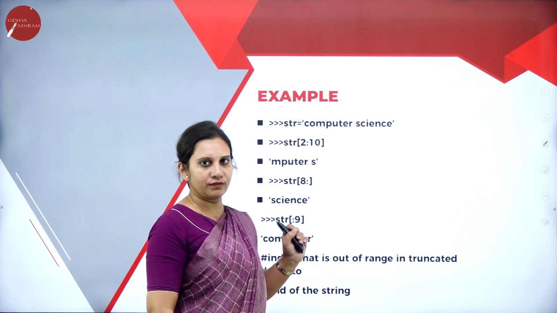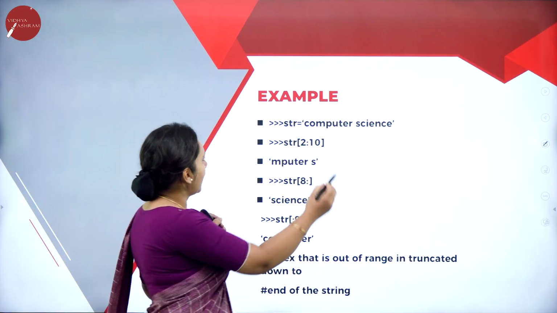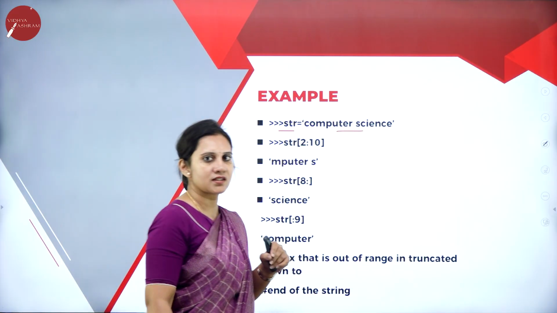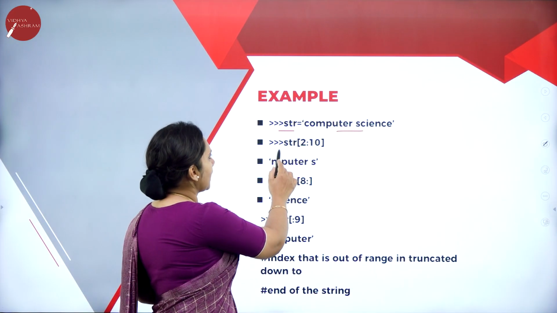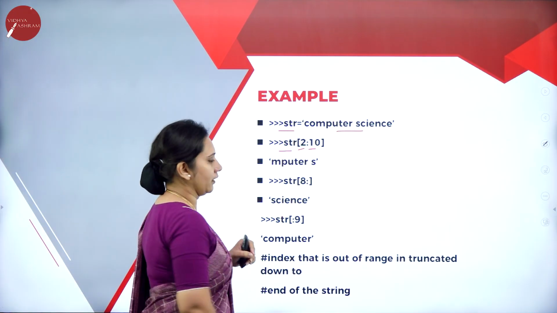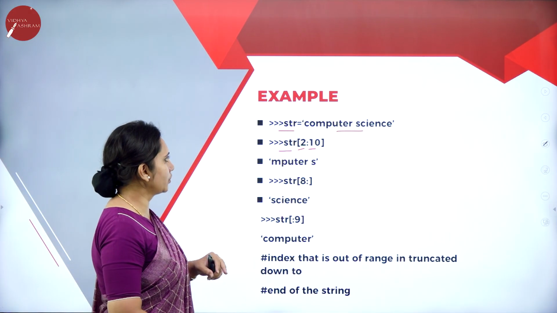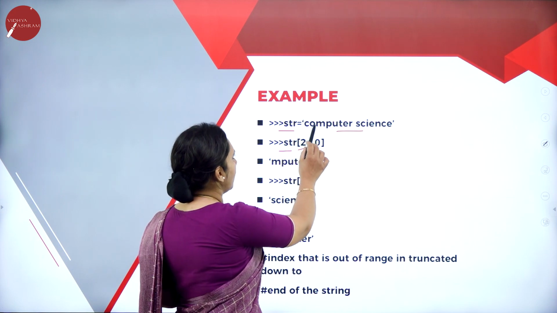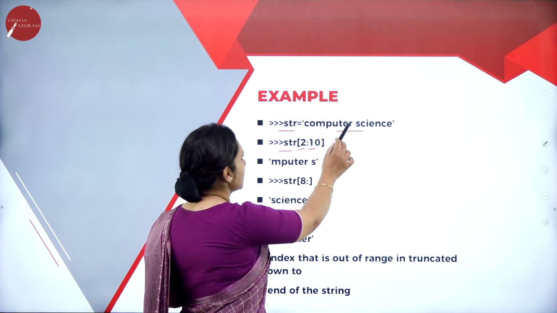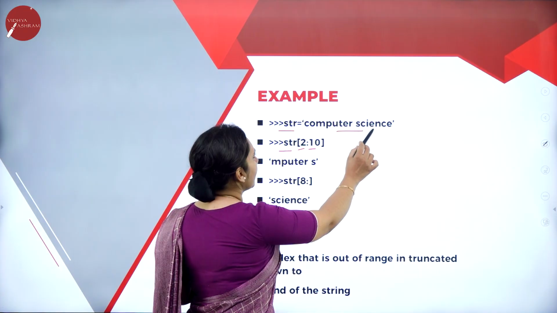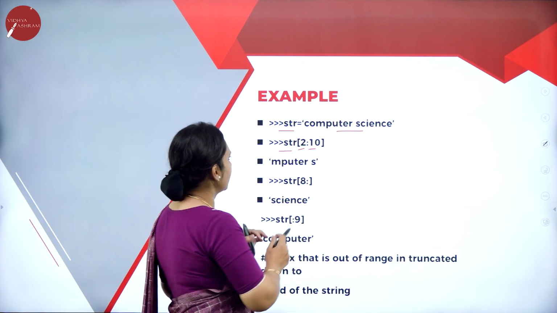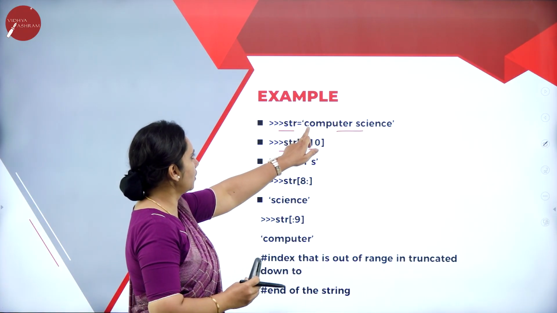With the example, we will see the slicing operation. Again, I have taken computer science as the string. str[2:10]. So what is 2:10? Here you can see 0, 1, 2, 3, 4, 5, 6, 7, 8, 9, 10. Again, it will become a negative indexing. Here, 2 in a sense, 0, 1.